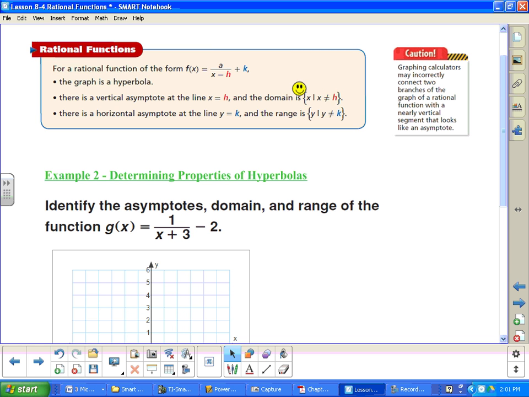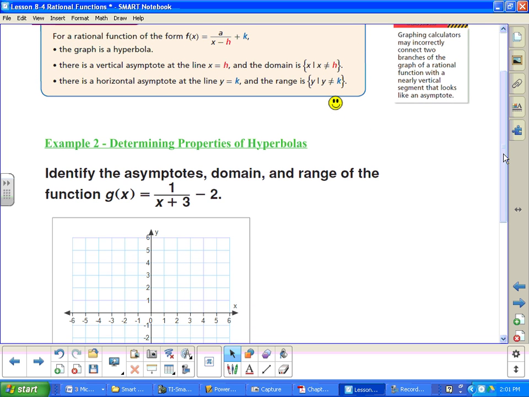The horizontal asymptote is the line y equals k. And notice, they're saying that these are lines. So for the vertical asymptote, it has to be x equals some number. The horizontal asymptote is y equals some number. And then the range for those would be that y is not equal to k. So I'm going to go ahead and do this example here, just to go through one for you. It says to identify the asymptotes, the domain and range of this given function.